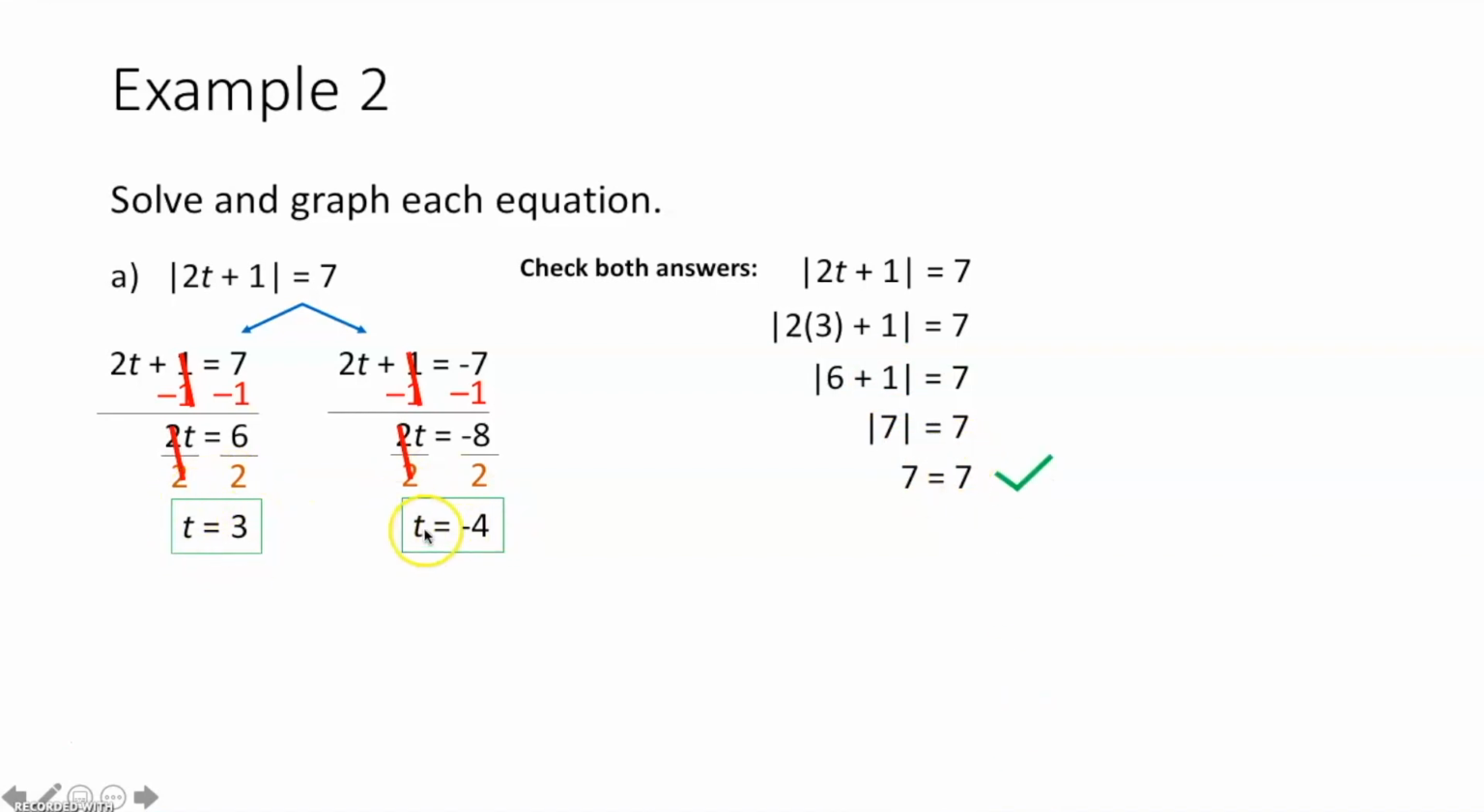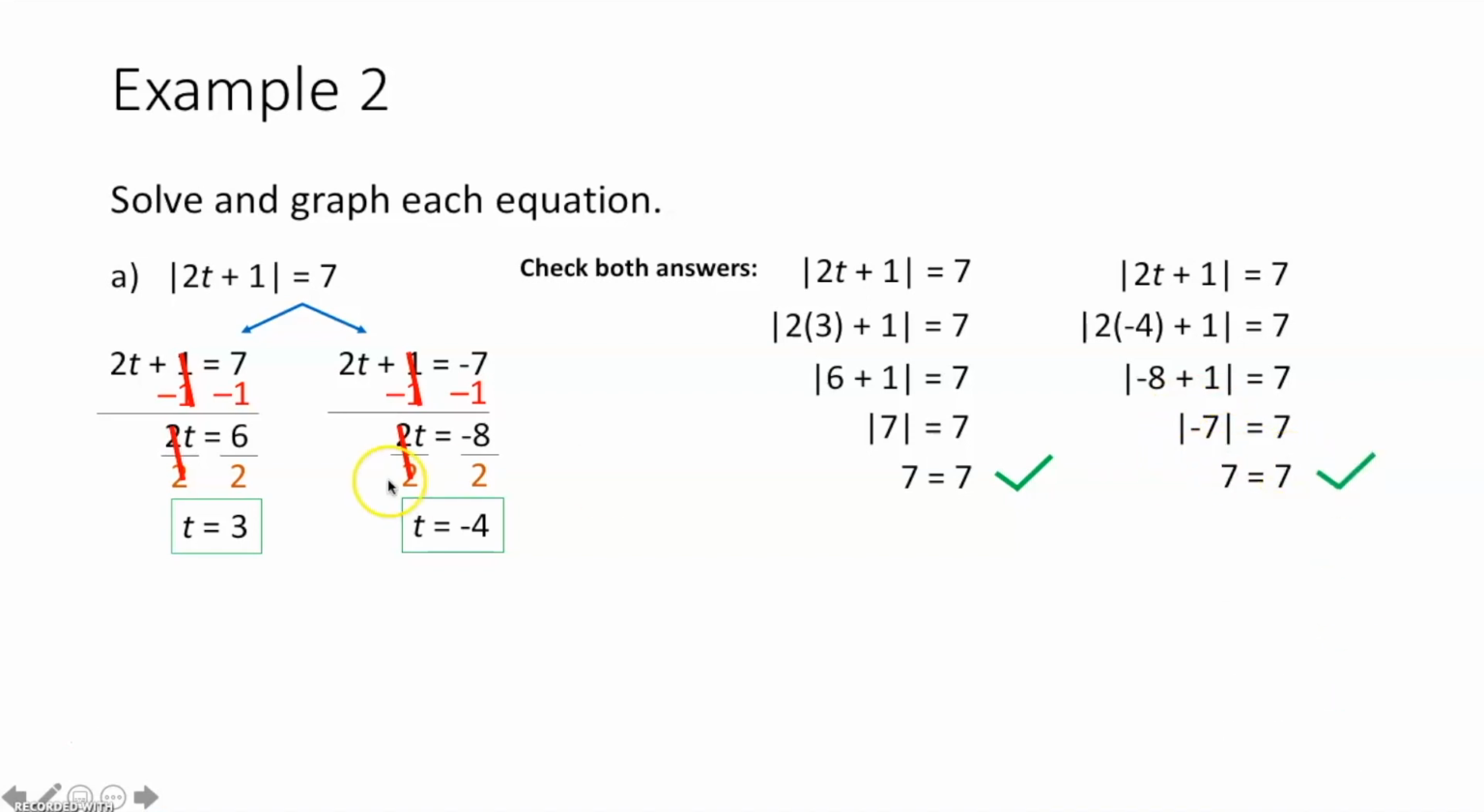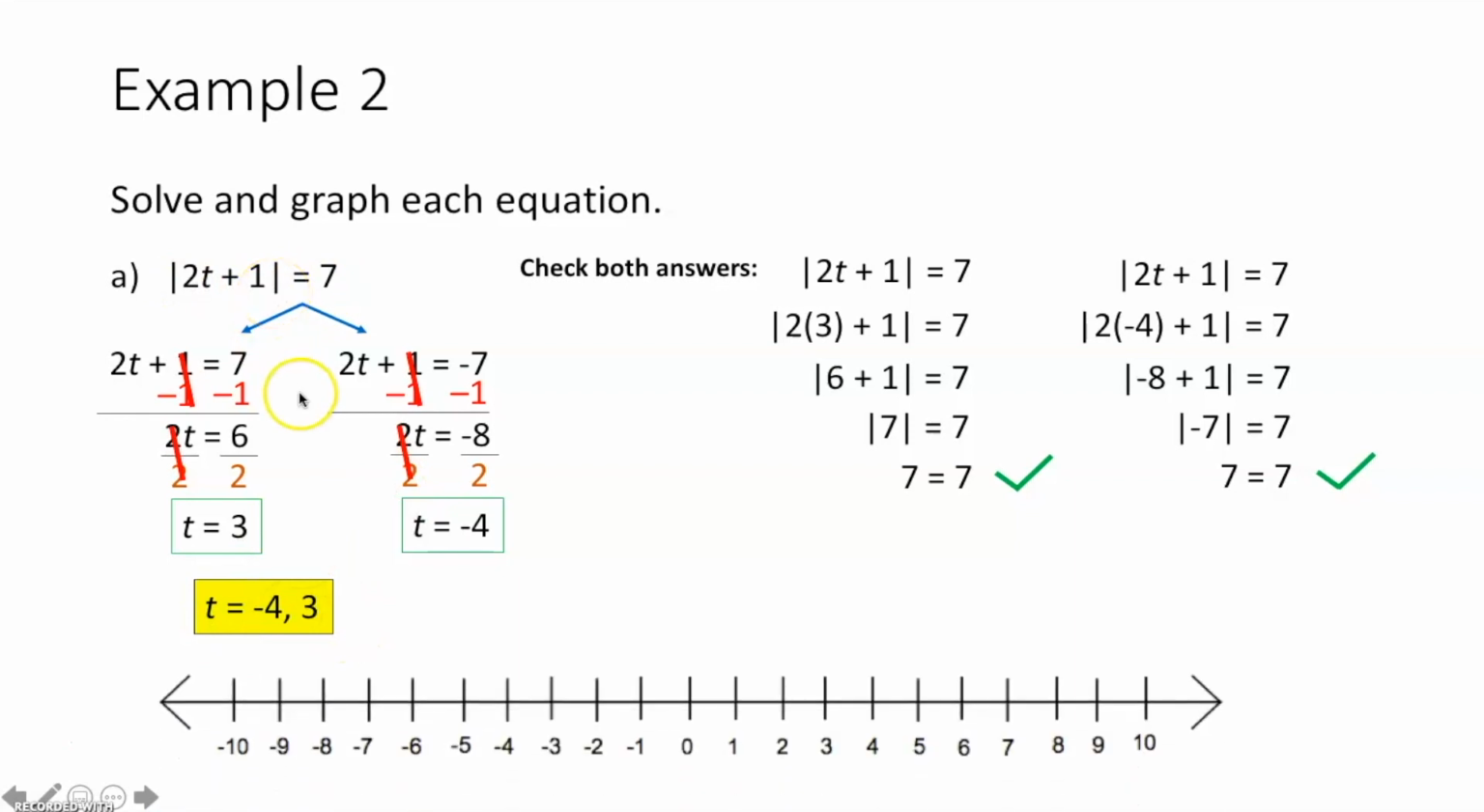Now let's go to this guy right here. T equals negative 4. I'm going to go back to my original absolute value equation, plug in negative 4 for t. What's 2 times negative 4? That's negative 8. And what's negative 8 plus 1? That's going to be negative 7. Now what's the absolute value of negative 7? That's going to be positive 7. Does 7 equal 7? Yes, it does. So both of these are my answers to this absolute value equation. And when I graph this, all I have to do is go to negative 4 on my number line, put a point, go to 3 on my number line, put a point.